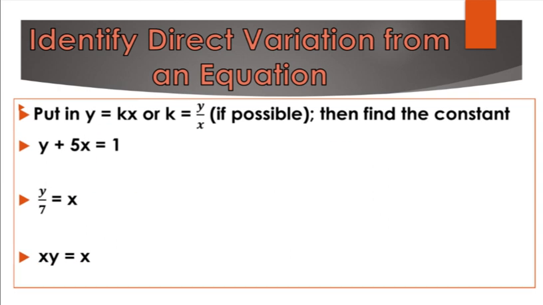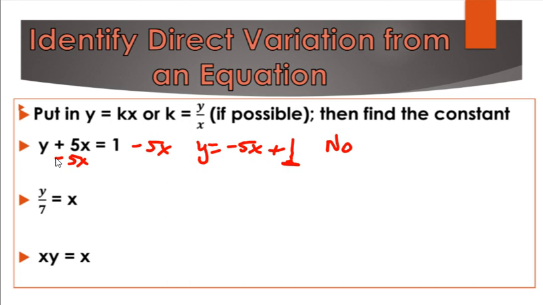Other examples, y plus 5x equals 1. So I need to subtract 5x on both sides. And I have y equals negative 5x plus 1. This may look like it's in direct variation, but it's not. And the reason why it's not is because of this 1 at the end. So it just has to be strictly y equals k times x.